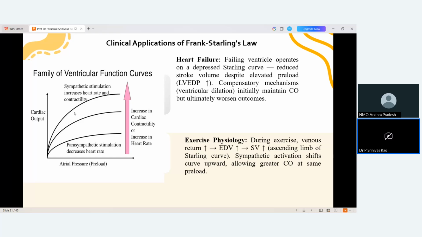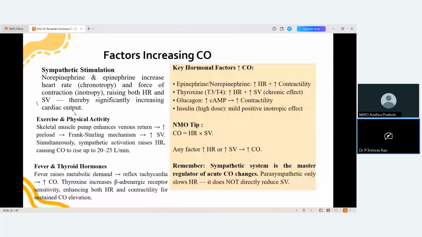So briefly, I'll be telling factors increasing cardiac output: sympathetic stimulation, epinephrine, norepinephrine will increase chronotropicity, inotropy, raising both the heart rate and stroke volume. Then exercise and physical activity, skeletal muscle pump. I think the diagram is also there. Skeletal muscle pump enhances venous return. So increases preload. Frank-Starling mechanism. Increases stroke volume.